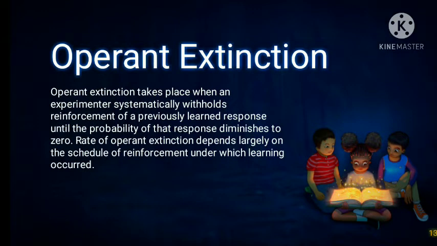Operant extinction. Operant extinction takes place when an experimenter systematically withholds reinforcement of a previously learned response until the probability of that response diminishes to 0. Rate of operant extinction depends largely on the schedule of reinforcement under which learning occurred. So kituya sa experimenter nga iundang sa ang reinforcement para mawala to siya nga response sa organism.